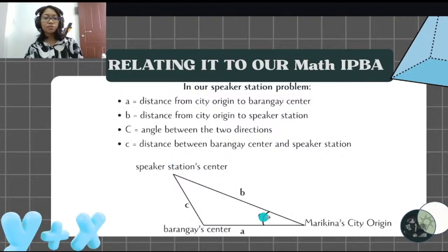The distance from the origin to the barangay center and to the speaker station form two sides of a triangle, and the angle between them is known or can be determined. The distance we want to compute is the third side, the distance between the barangay center and the speaker station center, which we can find using the law of cosines.